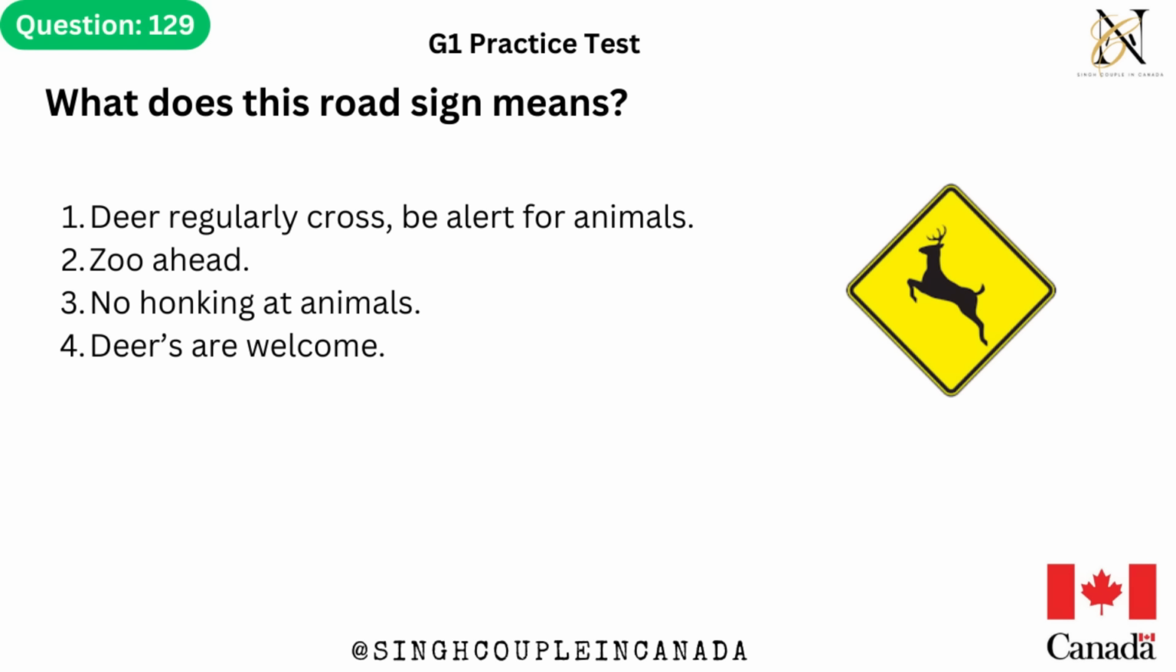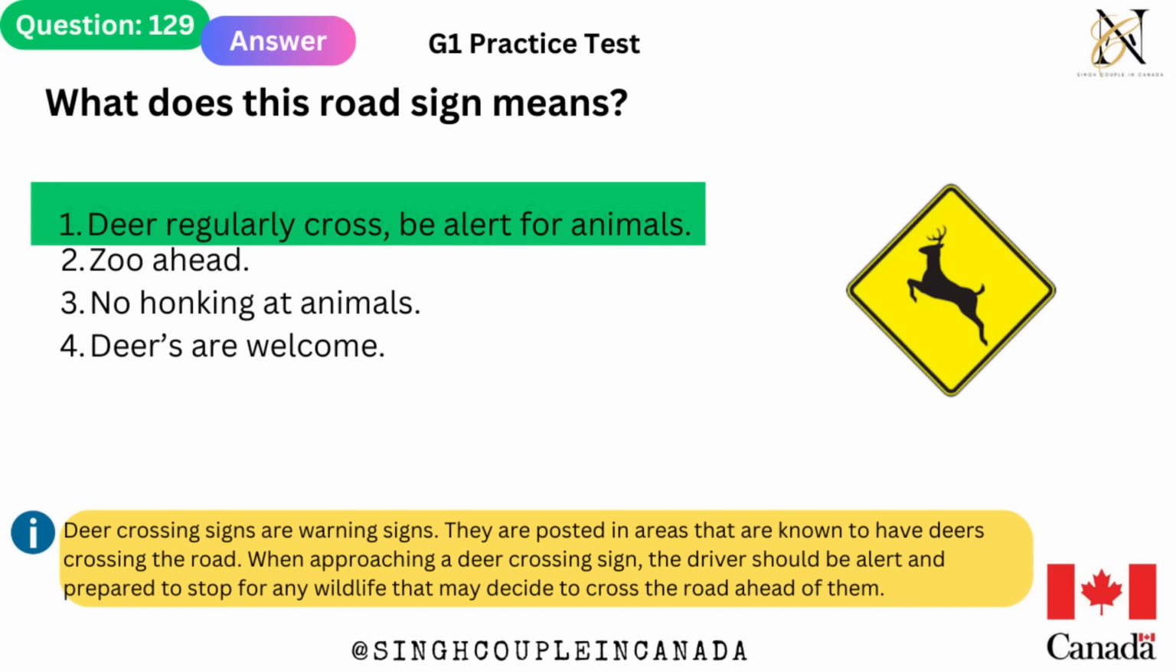What does this road sign mean? 1. Deer regularly cross, be alert for animals. 2. Zoo ahead. 3. No honking at animals. 4. Deer are welcome. The answer is 1.